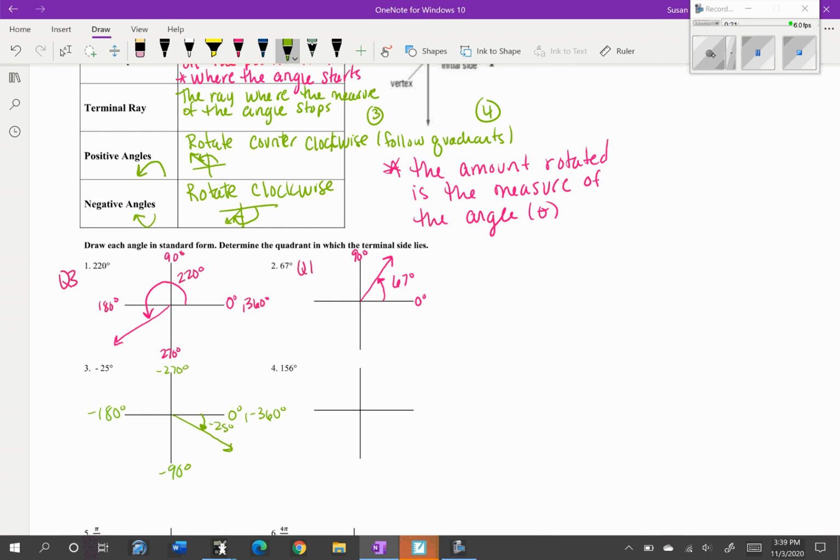If I want to graph 156 degrees, again, we know this is 90 degrees and 180 degrees, so 156 we know is in quadrant 2. So that would be somewhere about here. And so we'd start at the x-axis, go counterclockwise, and stop here. And so that's for drawing our angles in standard position.